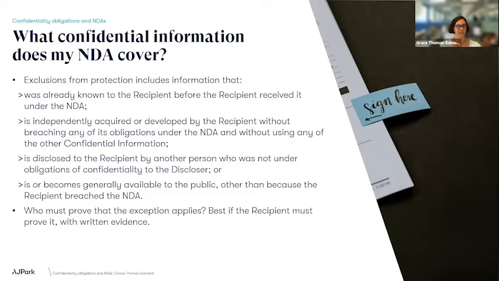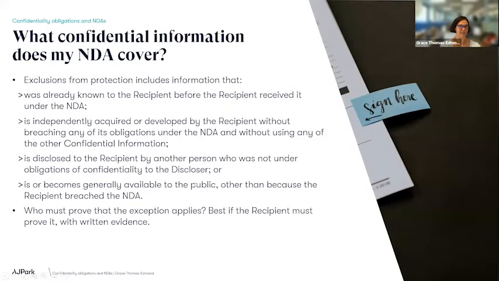And usually we like to say that the recipient has to prove that the exception applies, because sometimes it can be quite hard. Like if they are saying, well, we already knew that, but you told us that, but we already knew it anyway. How do you prove that? So putting the burden of proof on the recipient is quite good, because then they have to show some evidence that they did actually already know it, or that they've received it independently. Because otherwise you can end up in a bit of a he said, she said type situation, which doesn't really benefit you if you're trying to protect your confidential information.